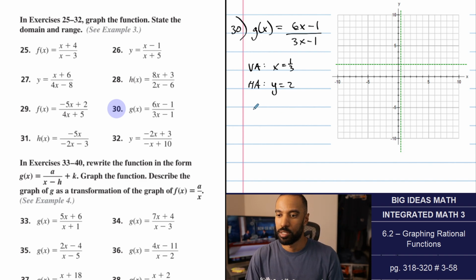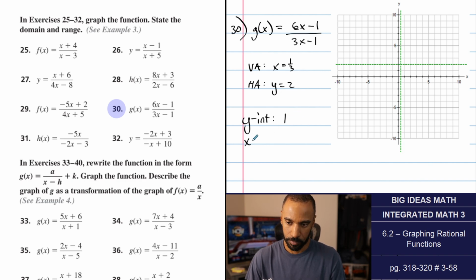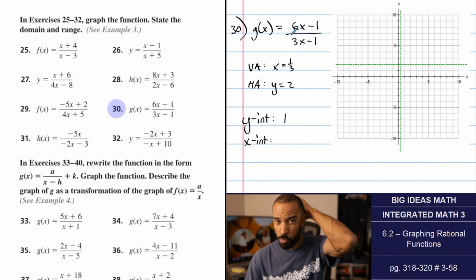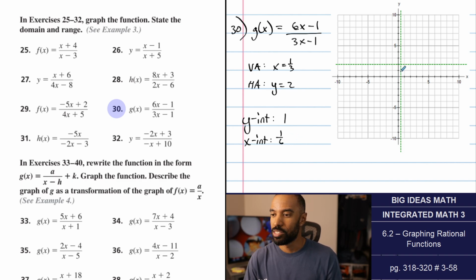X-intercept, y-intercept. Let's start with the y-intercept. That one's easier. Set these to 0. You get negative 1 over negative 1, which is 1. X-intercept, you add 1 divided by 6. You set the numerator equal to 0, and you get 1/6. So 1/6 is halfway between 1/3 and 0, so it's right there. Y-intercept of 1 is right here.